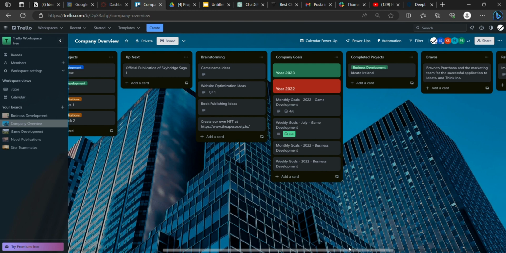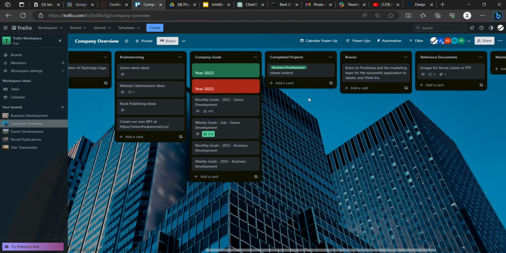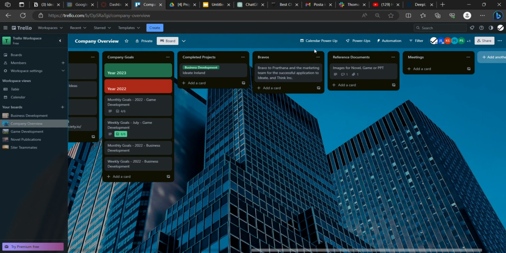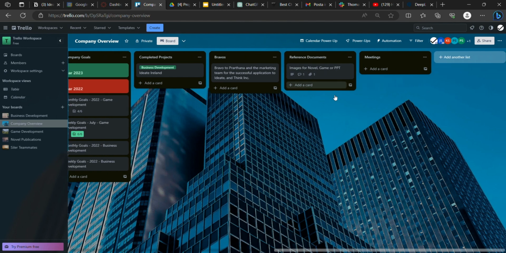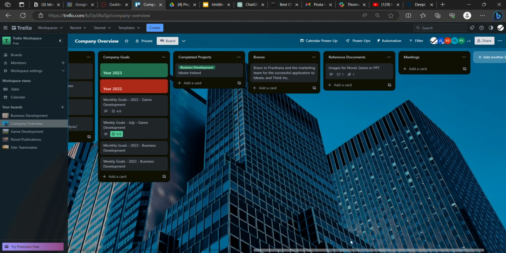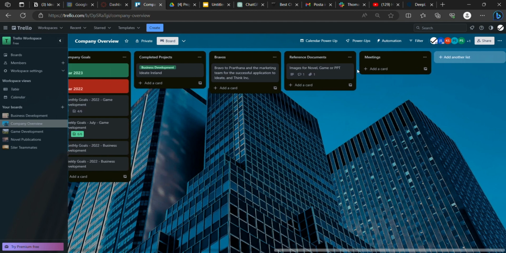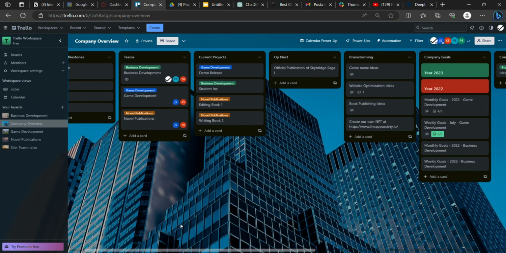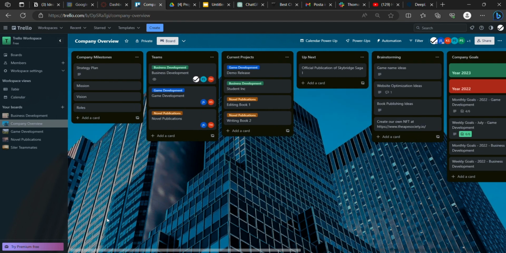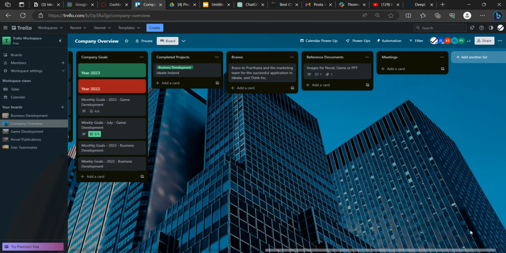Then we have the completed projects, self-explanatory, completed projects, that's it. We have the bravos for someone who did something well, or some team, or some specific person. The reference documents, maybe here for the company overview board, this can be financial statements or documents important for the company. And then we have meetings related specifically to the company overview, so maybe team meetings with the whole team. So this is all for the company overview board, and I think nothing else is needed to say here. Okay, see you.